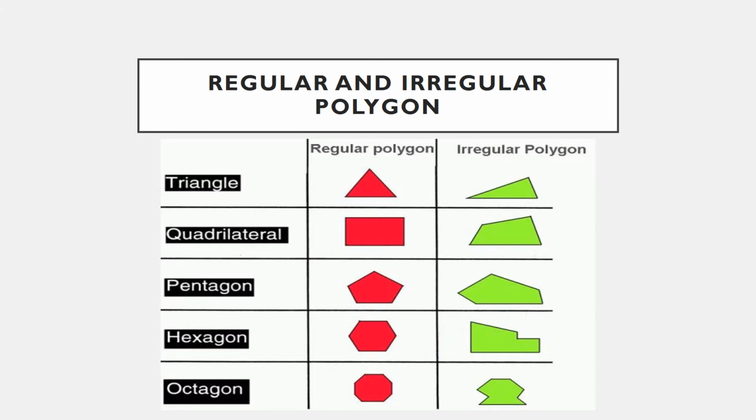Now regular polygons have the length of the sides all equal, whereas in irregular polygons the length of the sides are different. You can see in both the figures shown here. The red color figures are regular polygons, whereas the green color figures are irregular polygons.